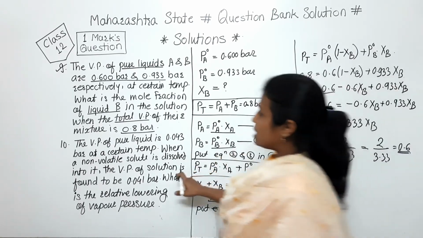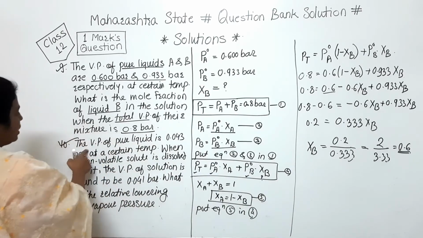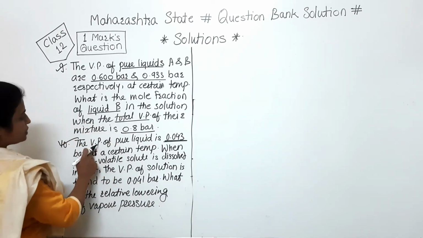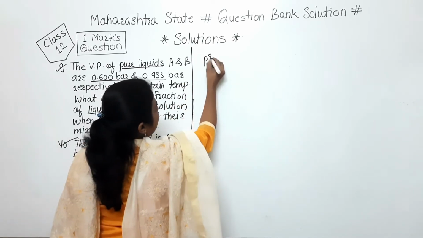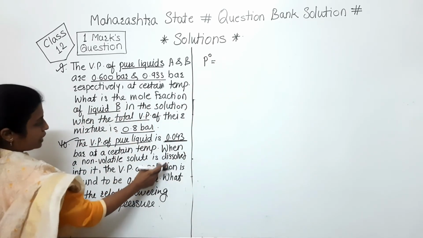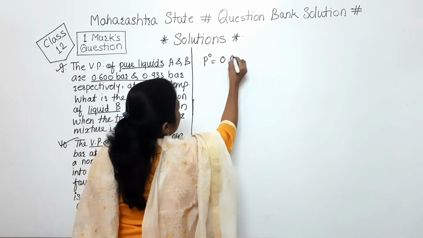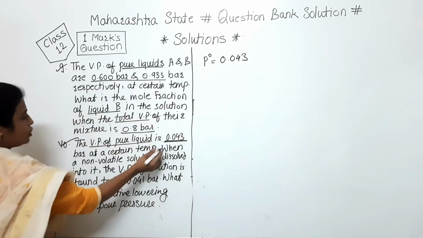Now we are going to discuss the next question, that is the numerical. Now see, what is the first line? The vapor pressure of pure liquid. For that, the symbol is P naught. What is the pressure value? That is 0.043.